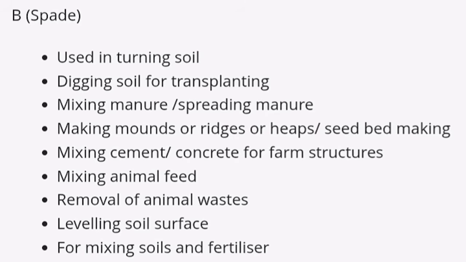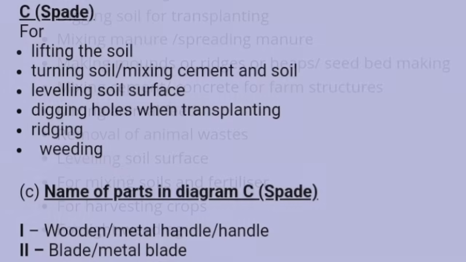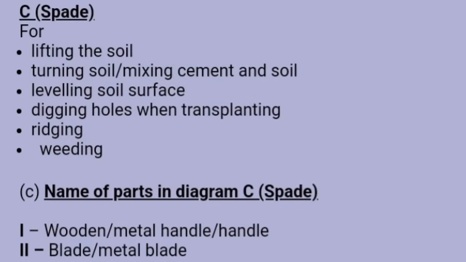Okay, used in mixing animal feed, used in removing animal waste, also to level soil surface, for mixing soils and fertilizers, and for harvesting crops, and for light weeding. Those are some of the uses of specimen F, spade, right? For lifting the soil, for turning soil, mixing cement and soil, leveling soil surface, digging holes when transplanting, ridging, weeding, all those. You can easily write that as uses for specimen F, which is spade.